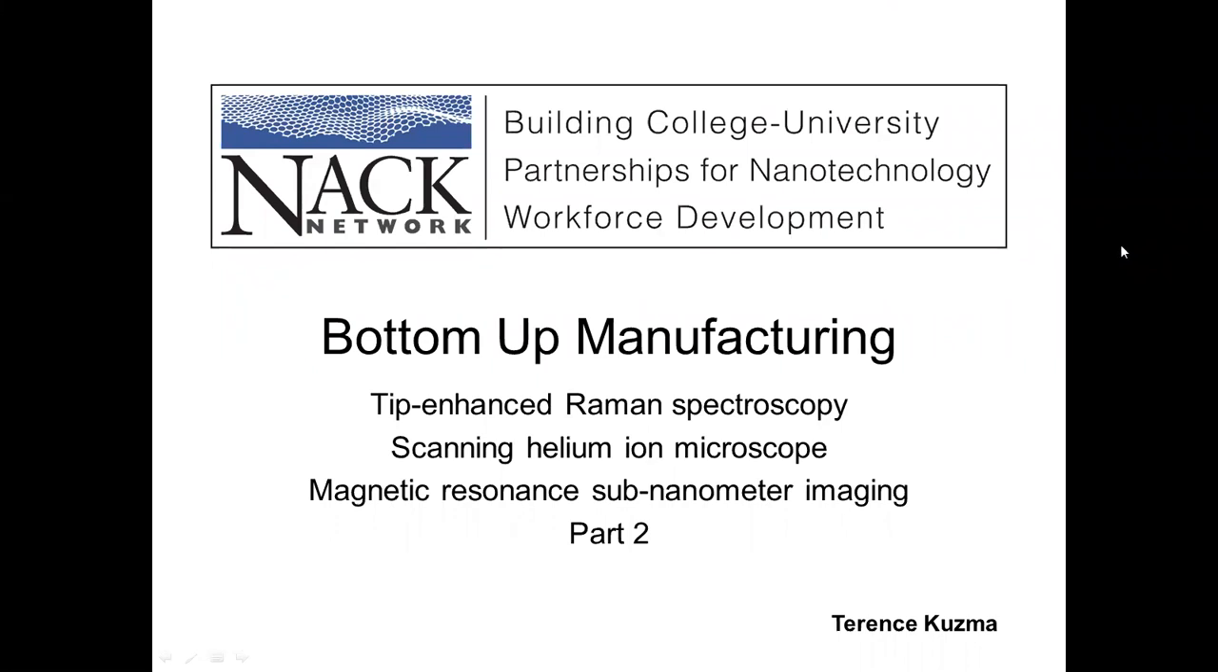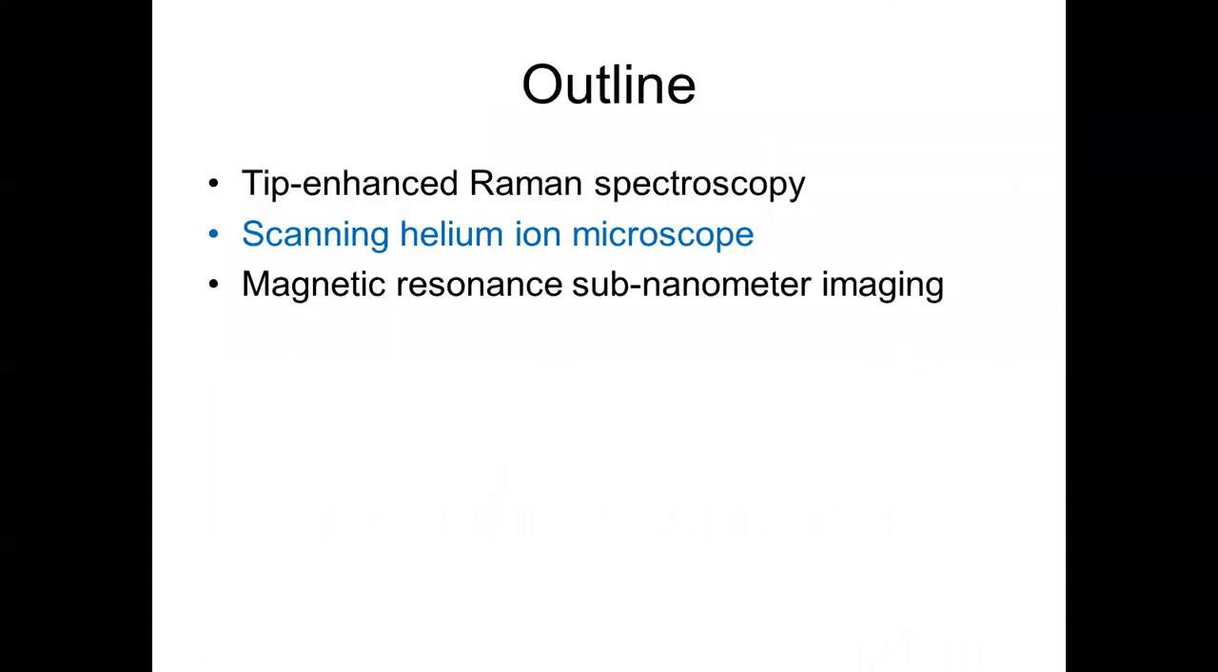And what we're doing today is we're going to take a look at other characterization techniques that are used especially in bottom-up manufacturing, or some that could be used in that area. And this is part 2 in our series. And what we're going to take a look at today is the scanning helium ion microscope and magnetic resonance subnanometer imaging. So again, this is where we are in our outline.